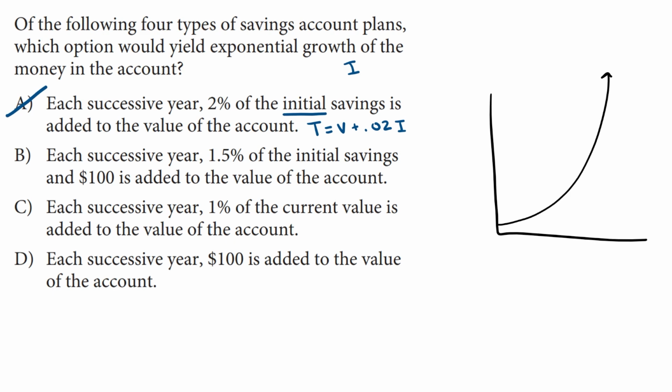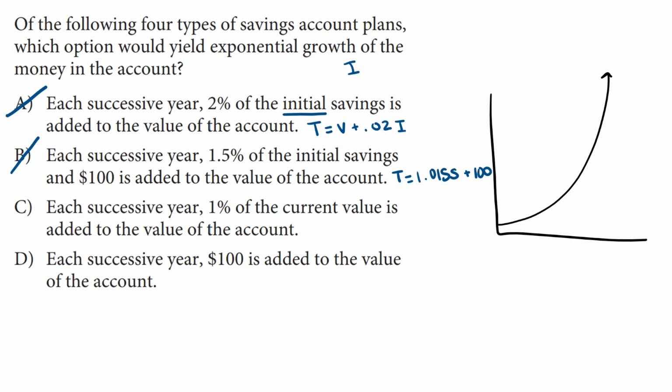B, each successive year, 1.5% of the initial savings and $100 is added to the value of the account. So our total is going to be 1.015 of our savings plus $100. So again, this is going to grow linearly because we're not compounding that. We're only going towards our initial savings and getting that value from the initial savings to grow the account.